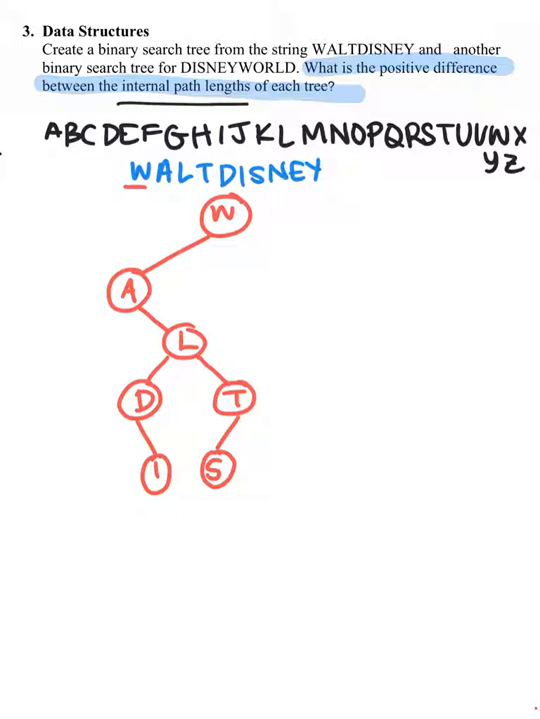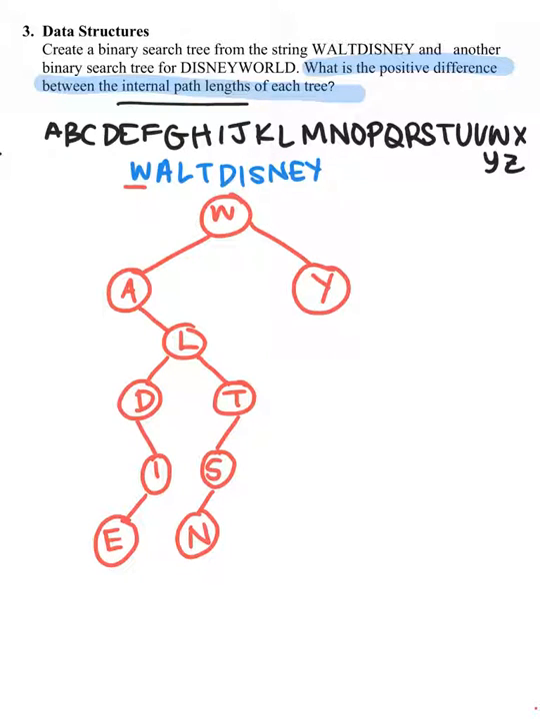Then comes N, which is again less than W, greater than A, greater than L, less than T, less than S, so it goes to the left of S. Then comes E, which is left of W, greater than A, less than L, greater than D, but less than I. And then finally Y, which is the only one that's greater than W.